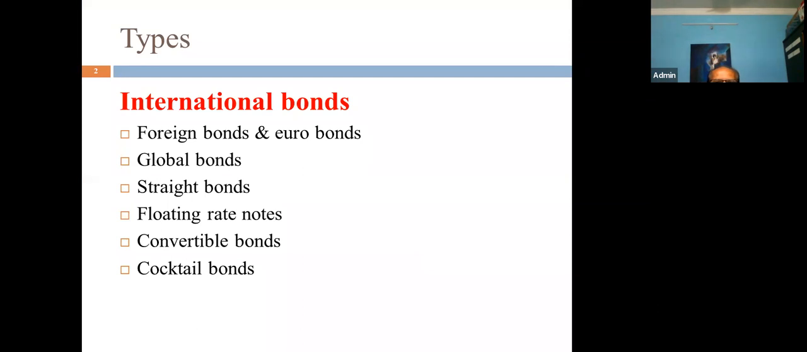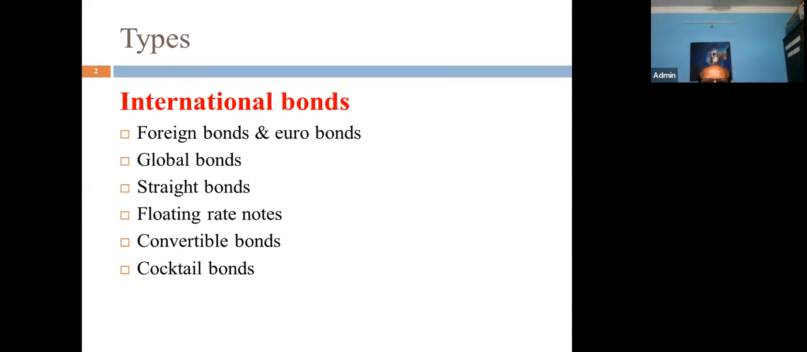These are the types mentioned in our syllabus, and I will be discussing them one by one. At the international level: foreign bond and euro bond. Euro bonds are developed by European countries, because they also developed the euro currency. Then global bond, straight bond, FRN, which stands for floating rate notes, and then convertible bonds and cocktail bonds. We will learn these one by one.